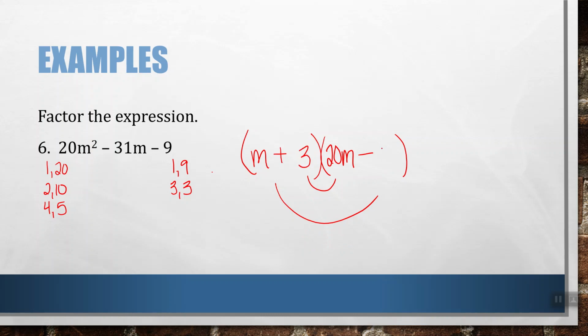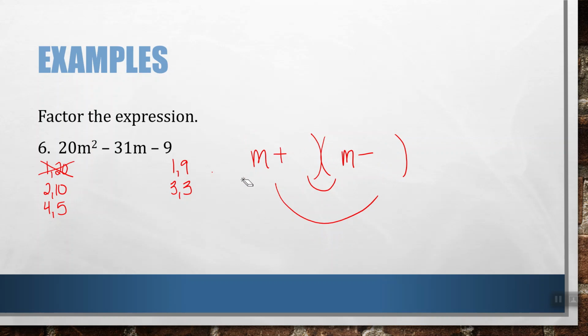Let's try 3 and 3. 3 times 20 is 60M. 1 times negative 3, that's negative 3M. That's 57M. We're getting closer. The interesting part here, though, is that if I switch 3 and 3, I'm still going to get the exact same thing. So now I know that 1 and 20 doesn't work with 1 and 9, and 1 and 20 doesn't work with 3 and 3. That means 1 and 20 doesn't work.